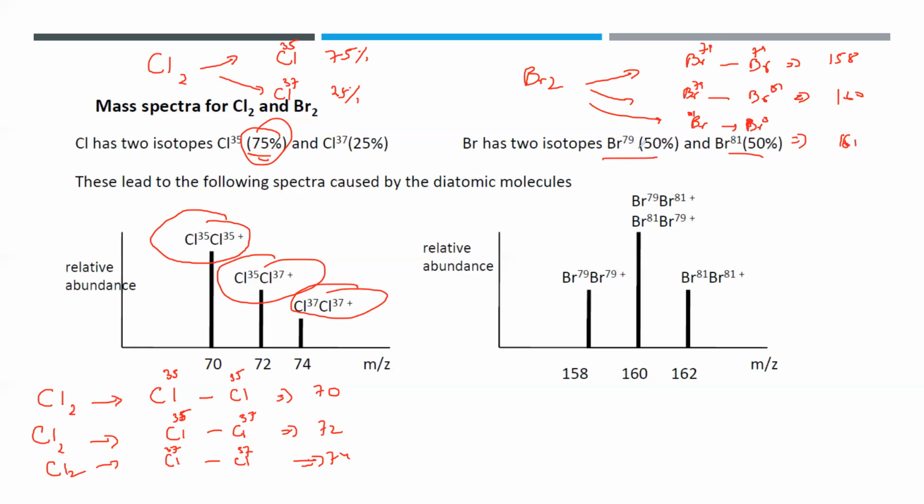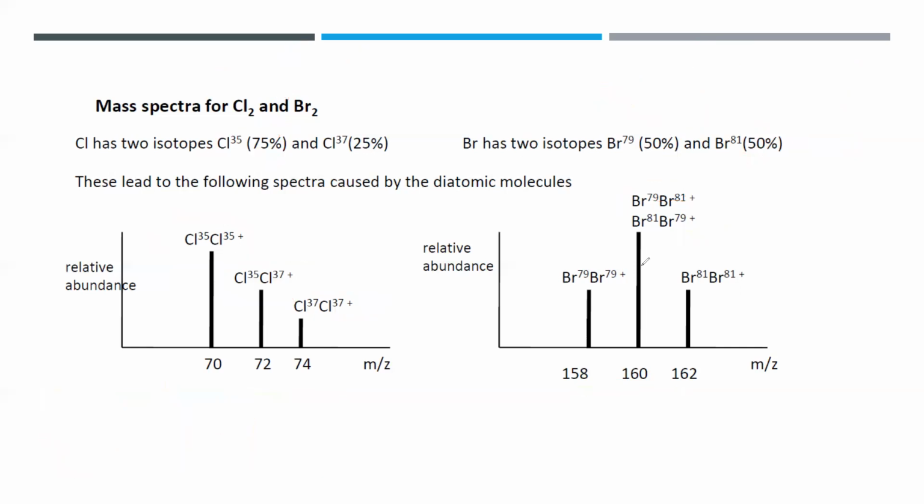And which one will be the highest one? Because these two bromine isotopes are 50-50%. But when they join together, because it is 79-81 or 81-79, the highest peak will be for 160. And 158 and 162 will be of the same proportion because we have both as 50%. Is it clear? So that is why we are getting three peaks for bromine and three peaks for chlorine.